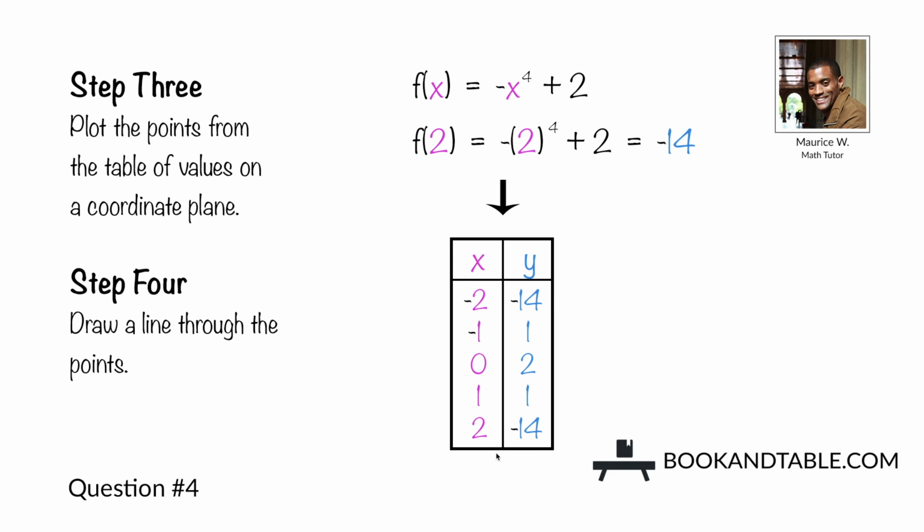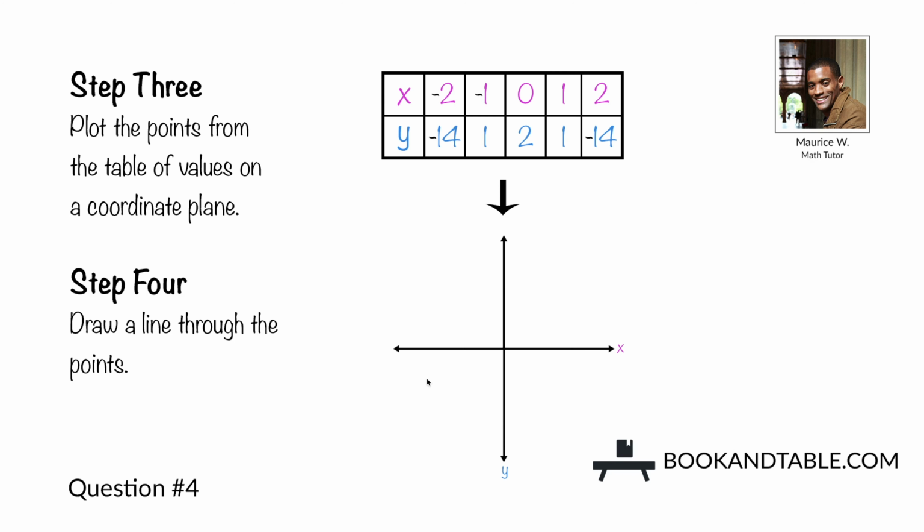And now step 3, we want to plot the points from the table of values here on a coordinate plane. Our first point is negative 2, negative 14. Our second point is negative 1, positive 1. Our third point is 0, 2. Our fourth point is 1, 1. And our fifth point is 2, negative 14.